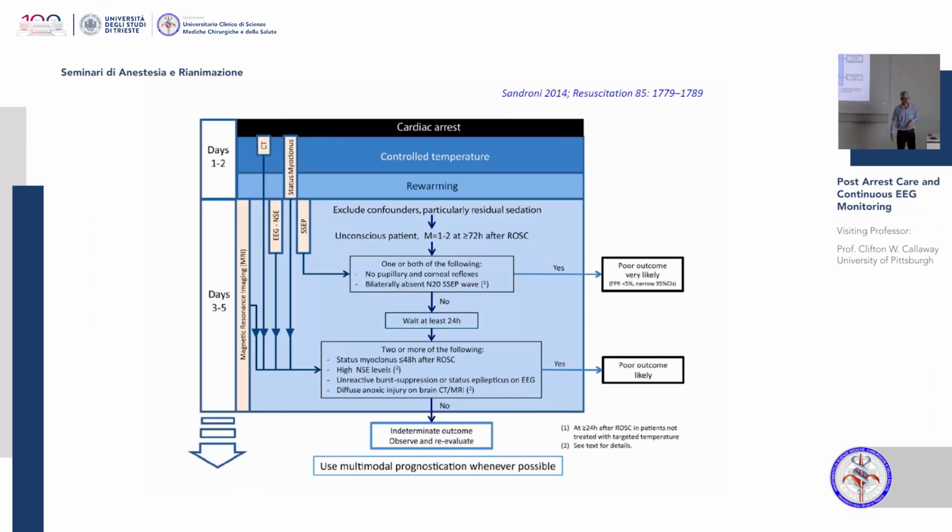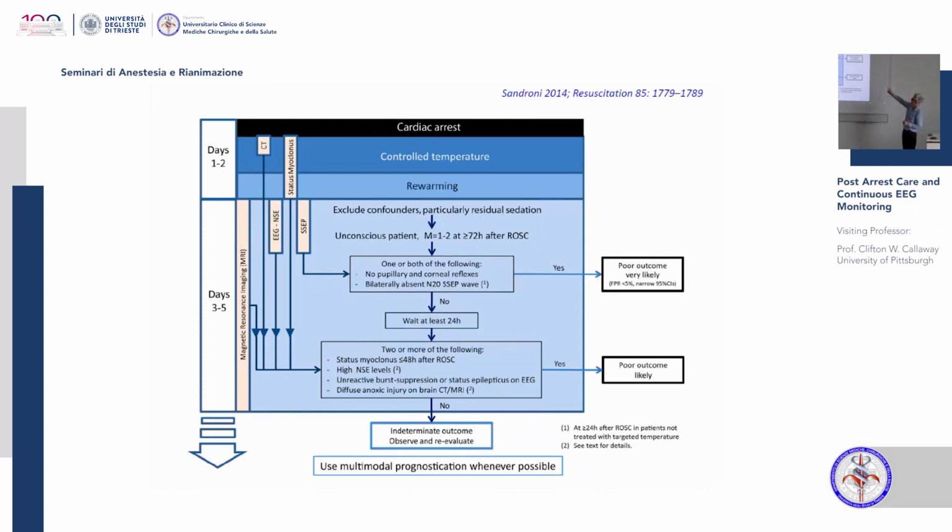Oh, here is in fact a guideline. This is the European Resuscitation Council's guideline on prognostication. I like it because it's the same one I showed you from Pittsburgh, but it's turned sideways. So if you rotate my algorithm 90 degrees, it's this algorithm. So, I think we all read the same papers.